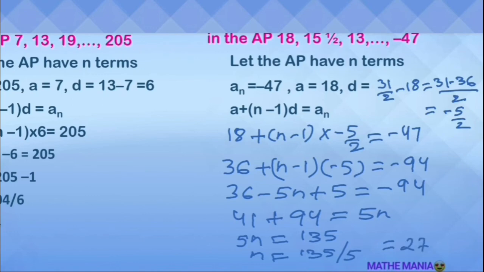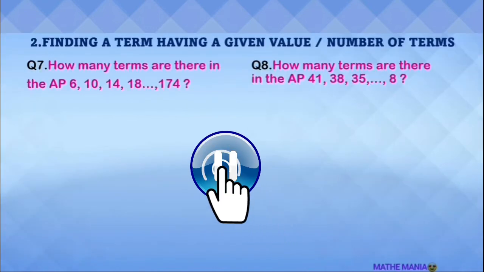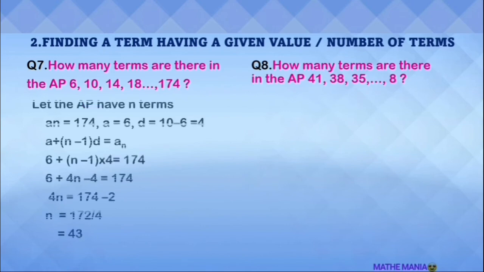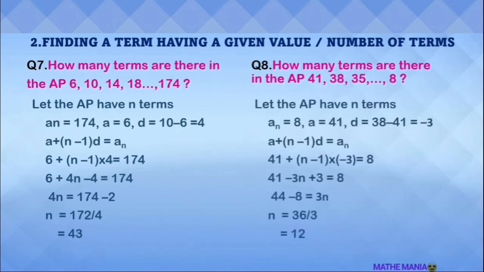Okay children, now two questions for you. Just pause your screen and complete these quickly and then check your answers. So the first one, we get n is equal to 43. So in the 7th question we have a total of 43 terms, and in the 8th question we have 12 terms.